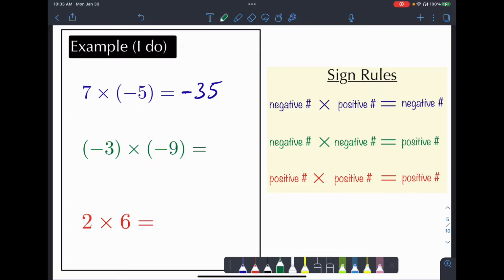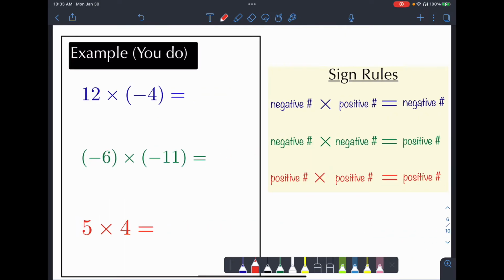Now, the next one, we have minus 3 times minus 9. The result should be positive, and we just multiply the 3 and the 9. 3 times 9 is 27, and it's positive because we have two negative numbers. And finally, 2 times 6 is 12. We have two positive numbers. A positive times a positive is a positive. Okay, so those are the examples that I do. You should do these now and show it to me when you're done, and we can move on then to the worksheet.